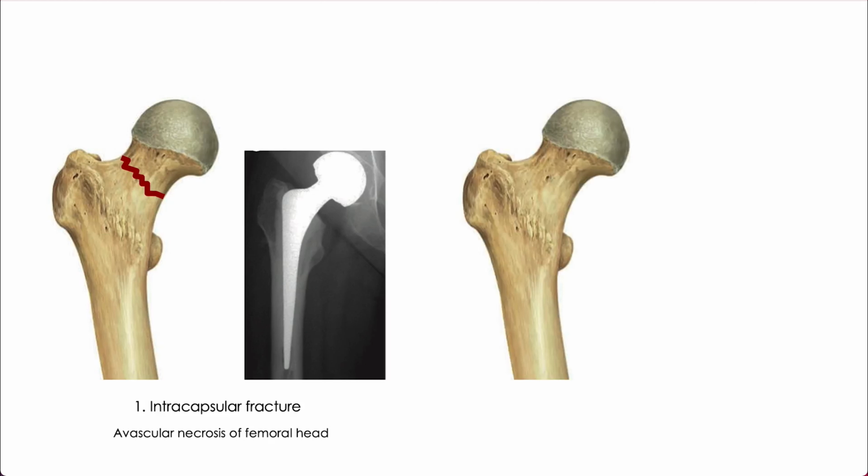Now, another example: if the fracture line runs in between the two trochanters, we call it an intertrochanteric fracture, and this fracture lies outside my capsule, so this is an extracapsular fracture. Now my treatment plan will be different.